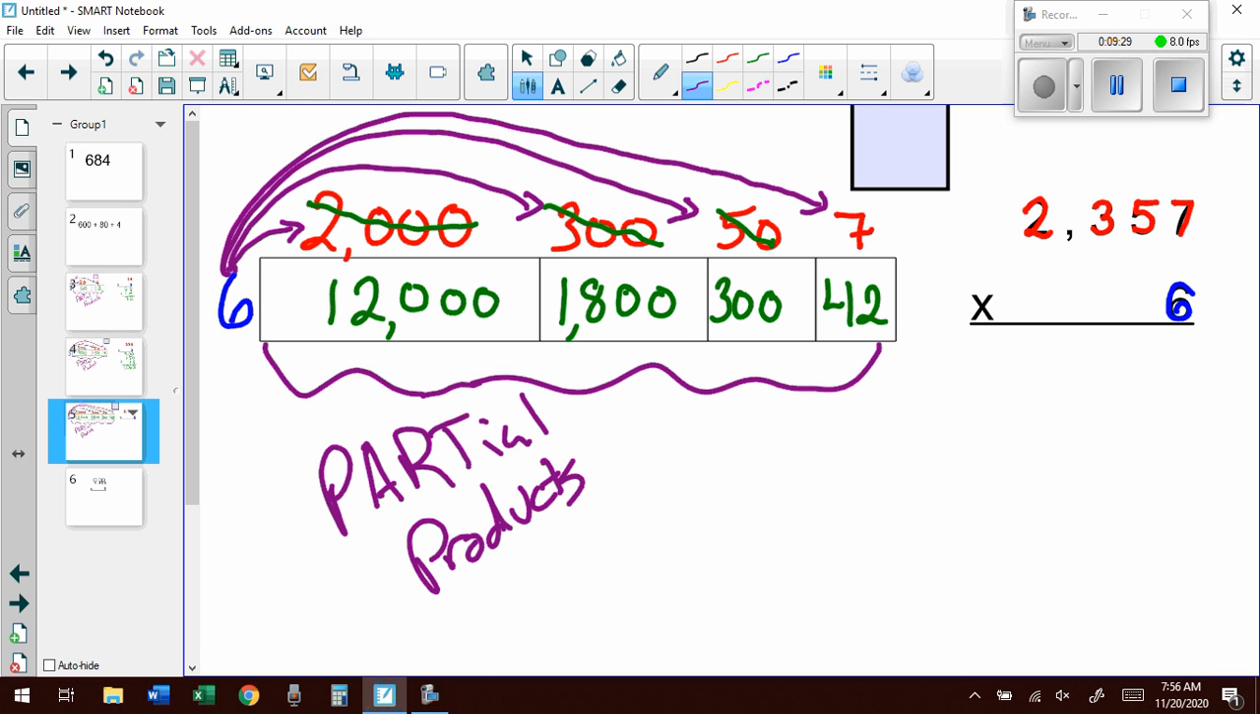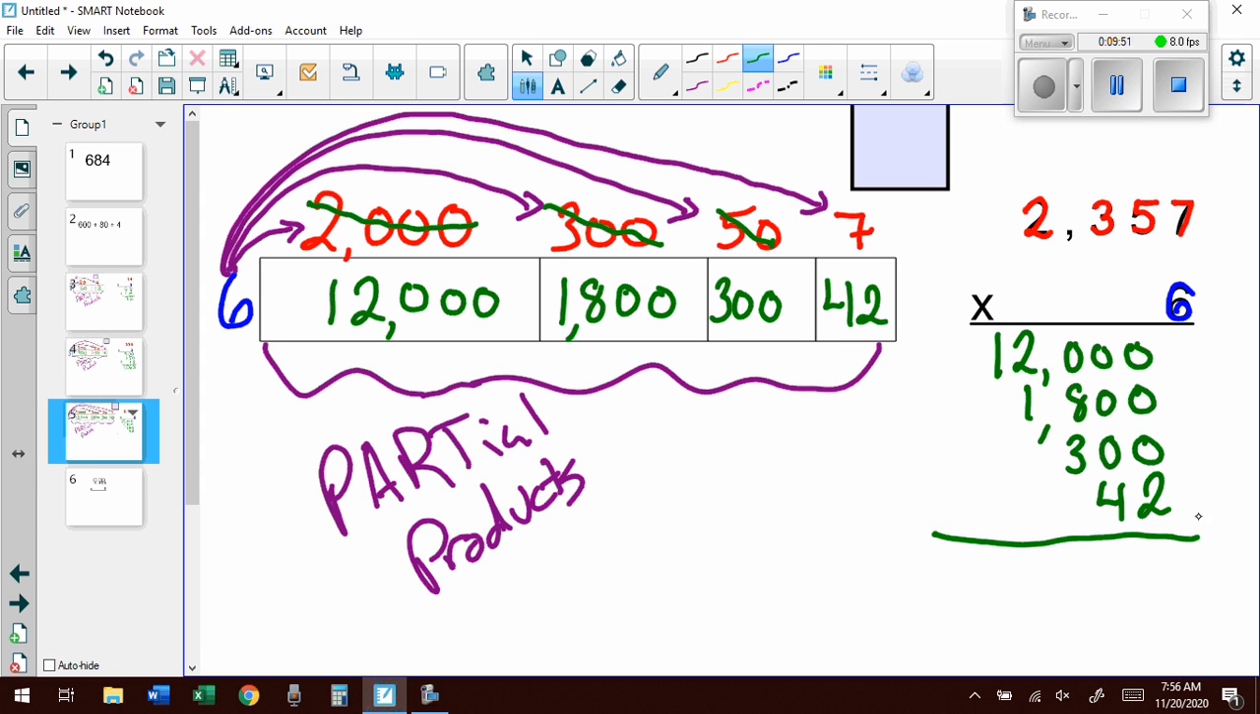All right. So these are our partial products. We need to now take our partial products and add them together. We have a 12,000. We have a 1,800. We have a 300. And a 42. What do we do with partial products? We add them. 0 plus 0 is 0. Plus 0 is 0. Plus 2 is 2.